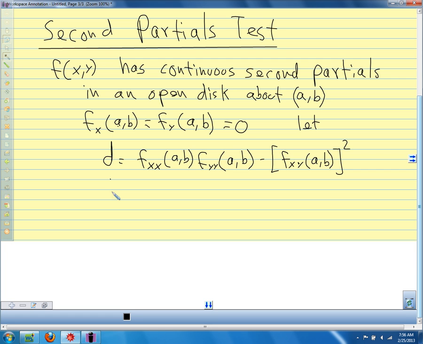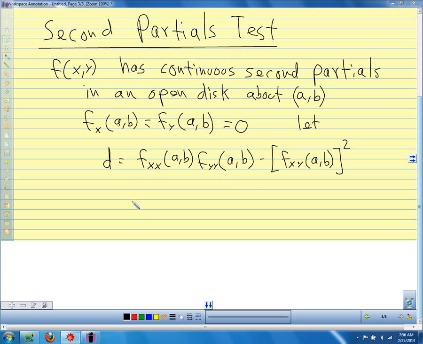So we have. Is that a real D or a commercial D? That's just the letter D. So this is just the letter D. So D, the discriminant, is this quantity. We have several conditions depending on what is happening with D. We have 4 conditions.